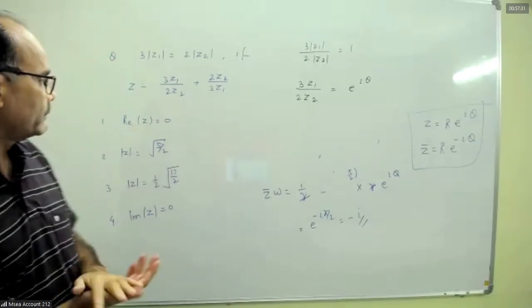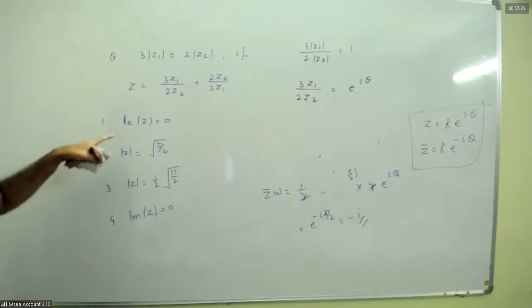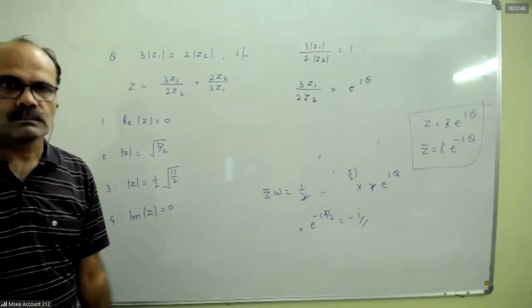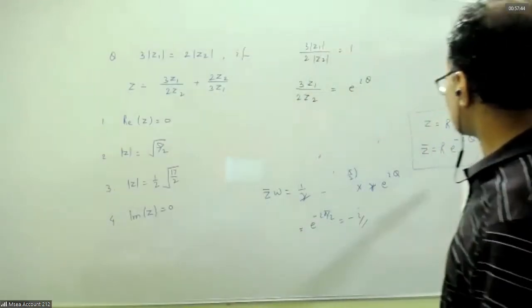Okay. Now give me the answer. Option 4. Fourth one, sir. Imaginary of Z is 0. Correct. These all are Mains previous year questions.